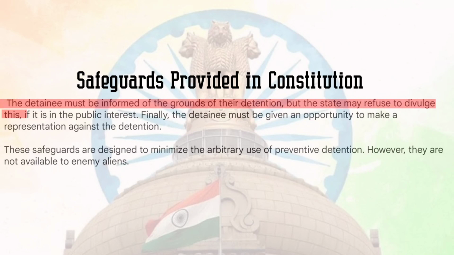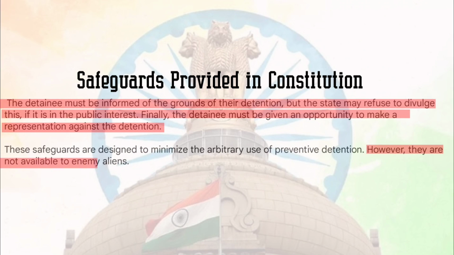Secondly, the detainee must be informed of the grounds of their detention, but the state may refuse to divulge this if it is in the public interest. Finally, the detainee must be given an opportunity to make a representation against detention. These safeguards are designed to minimize the arbitrary use of preventive detention. However, they are not available to enemy aliens.